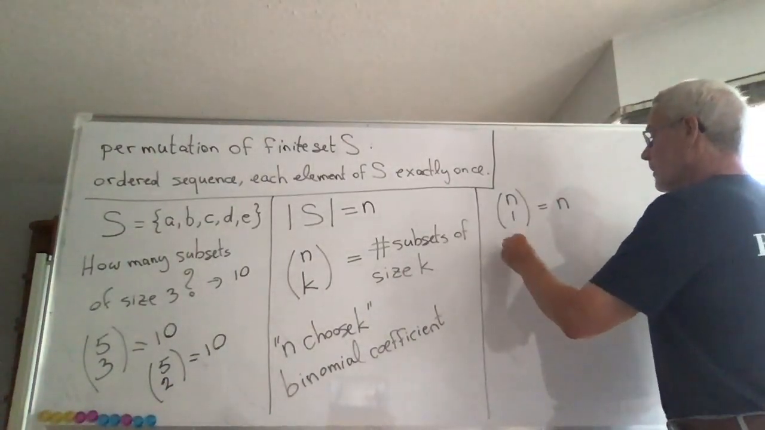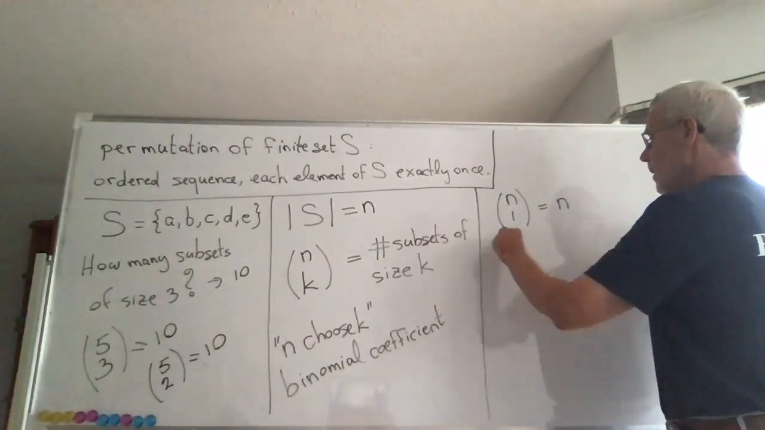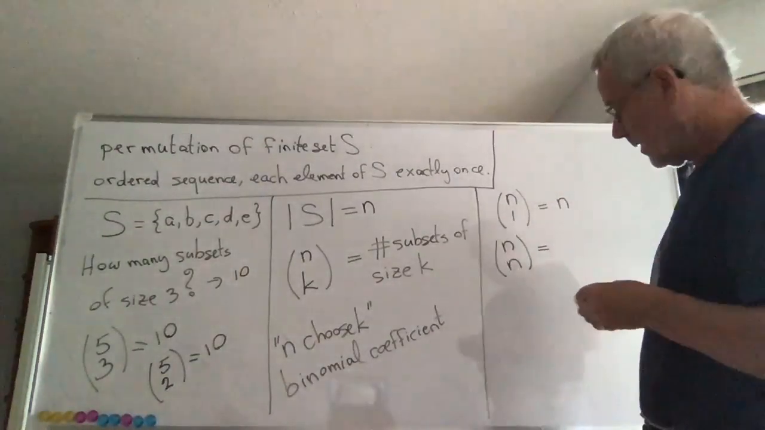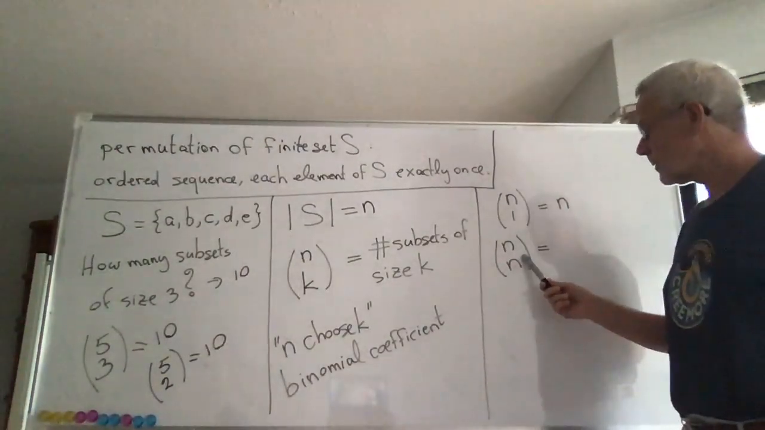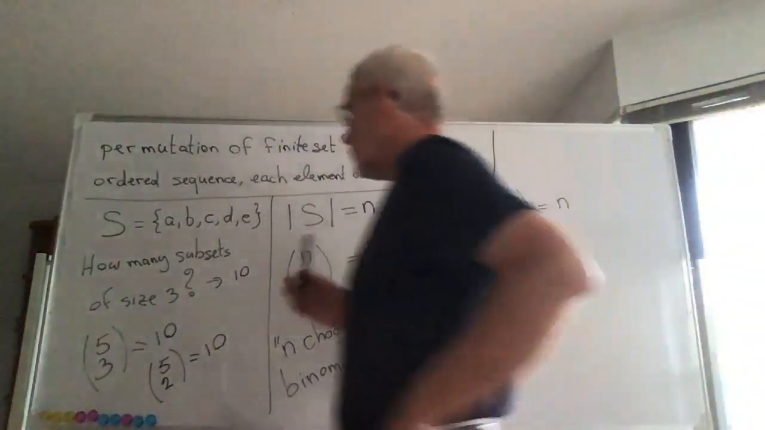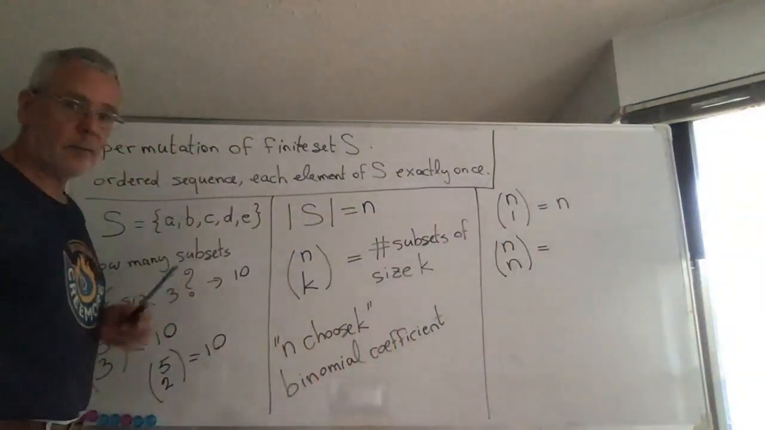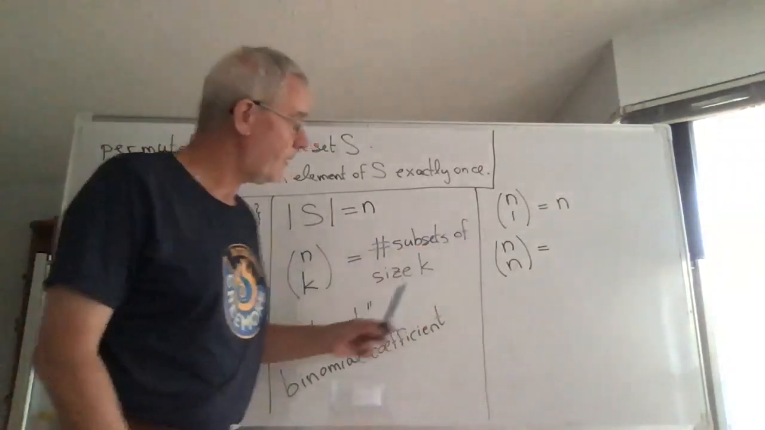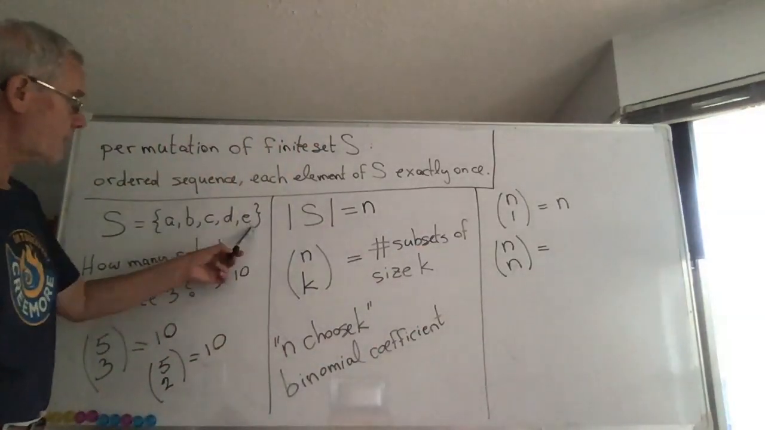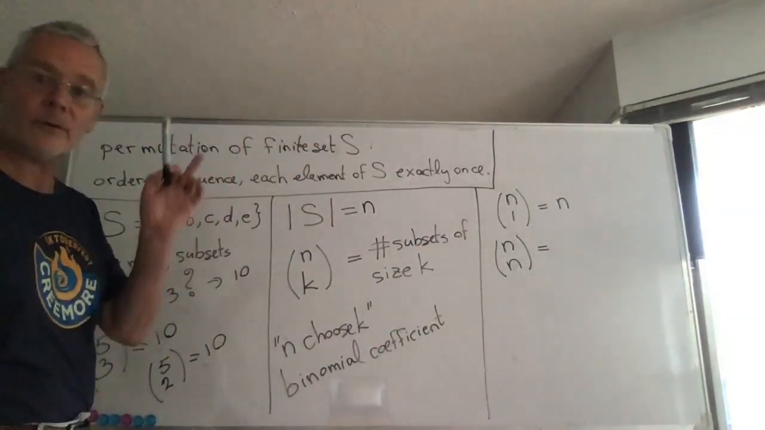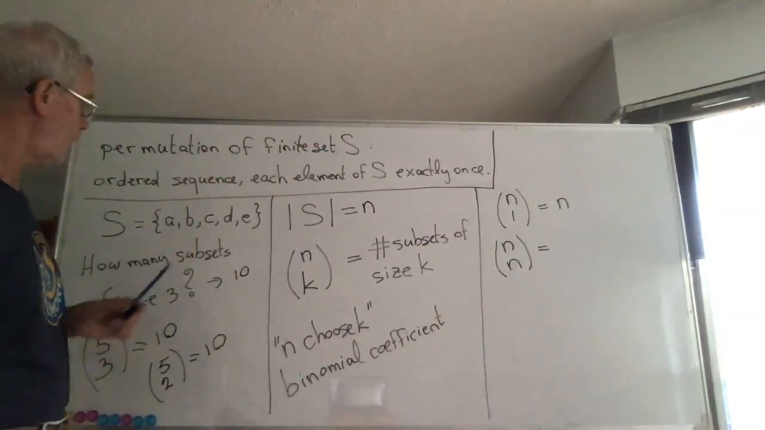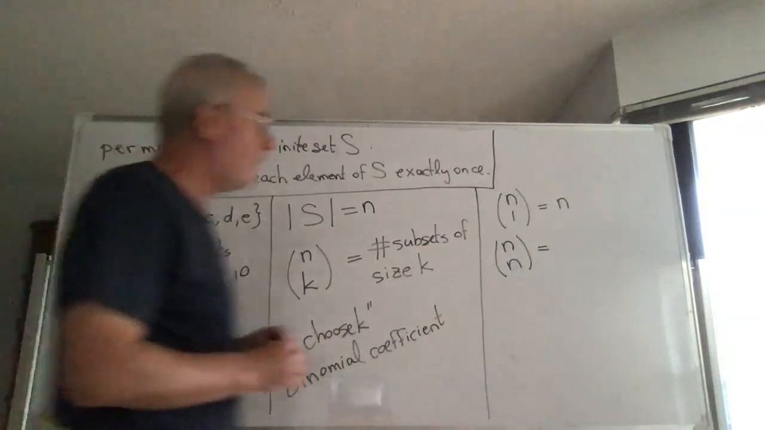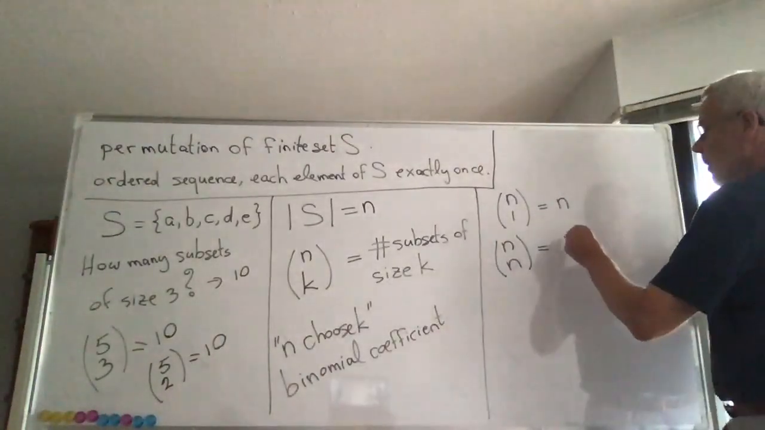What is n choose n? We have a set of size n, and we want to choose a subset of size n. If we go back to this example where the set has size 5, we would get 5 choose 5. So we want to take a subset of size 5, and how many are there? Well, of course, there's only one, namely the entire set. And so n choose n will be equal to 1.